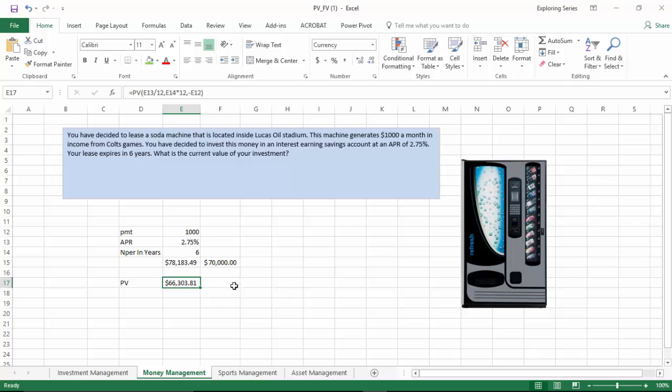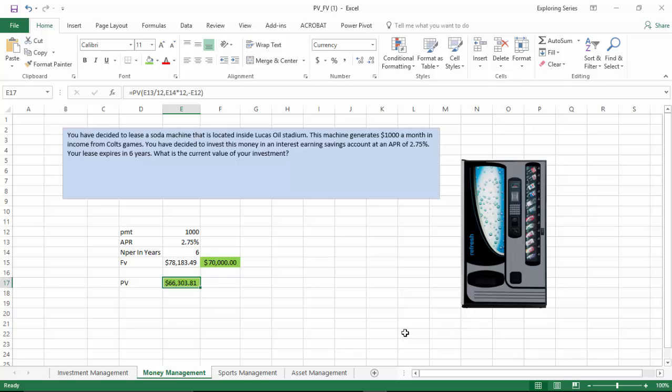So there's several things to take away from this. Okay? Number one, the future value of this investment right here, the future value is $78,183.49. $78,183.49 at 2.75% interest in 2017 is worth $66,303.81.